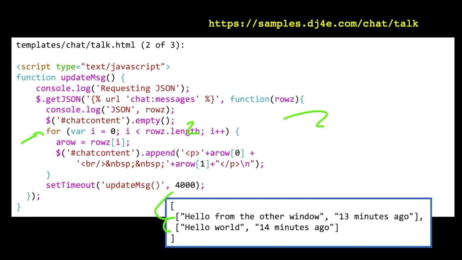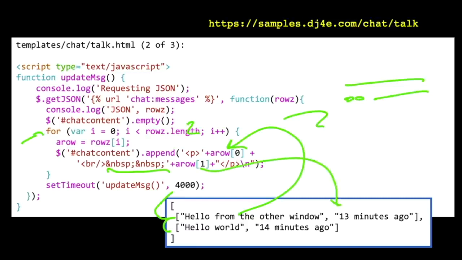Then we're going to append a paragraph tag with the first part of the row, plus a break tag and 2 non-blank spaces, so that it indents 2 spaces. That's the time underneath the text. And then we're going to take the second element of that row and print out a paragraph tag. That's what is going to put the rows of the chat. It's going to wipe it out and then fill it back up. We just append, around and around, and go through and append.